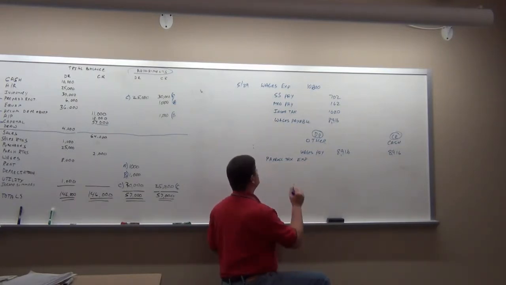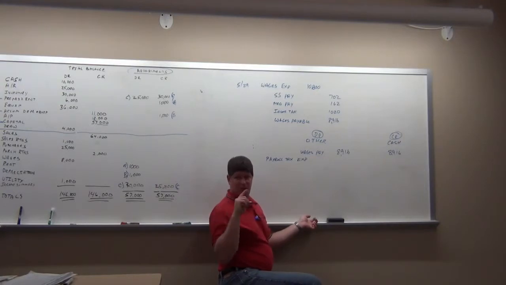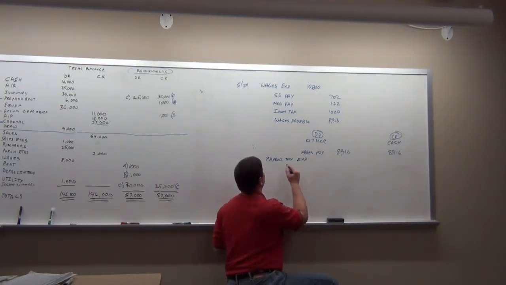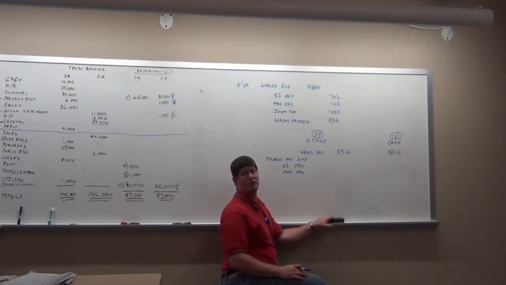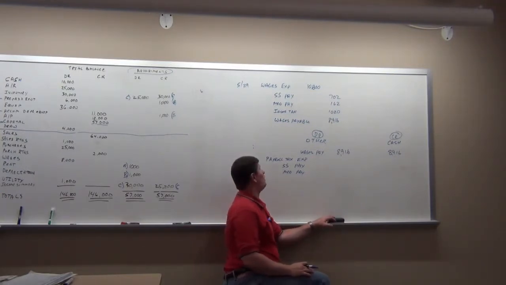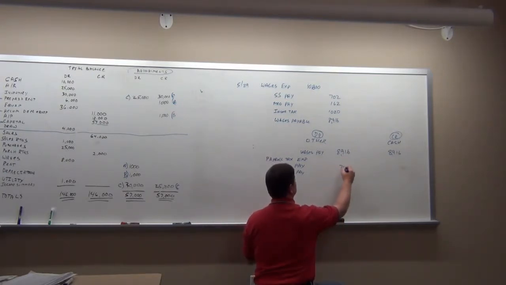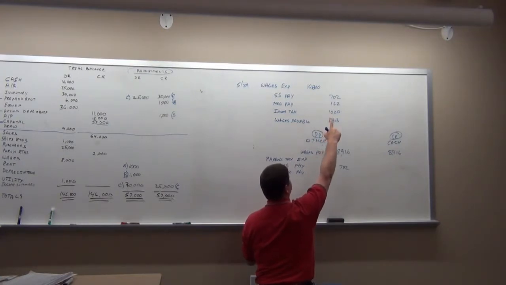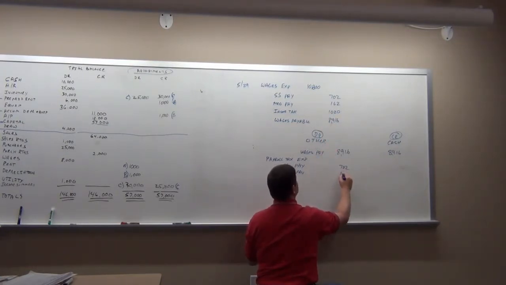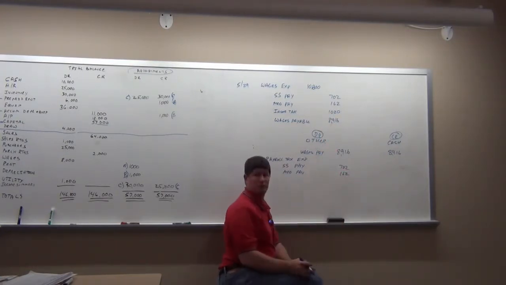Okay, so for now we don't know what that is, but I'm going to put it up here as my debit. My credit is going to be to Social Security payable, Medicare payable. Does the employer match the income tax? No. How much is my Social Security tax payable? 702. Notice it's the same amount. How much is my Medicare payable? 162. Same amount because the employer matches.